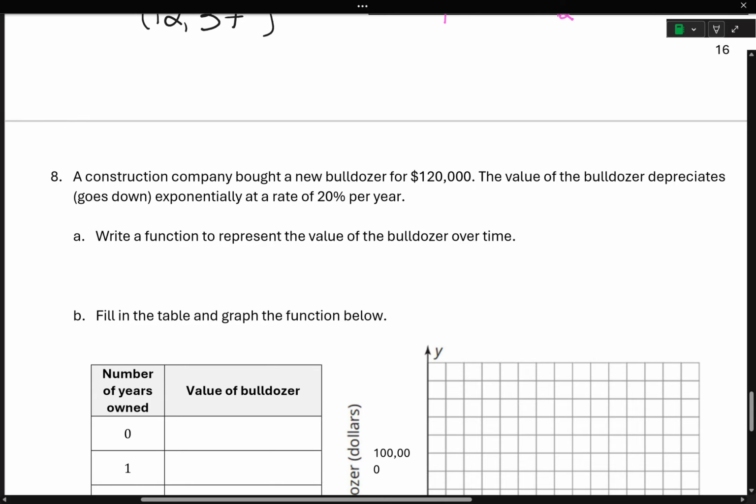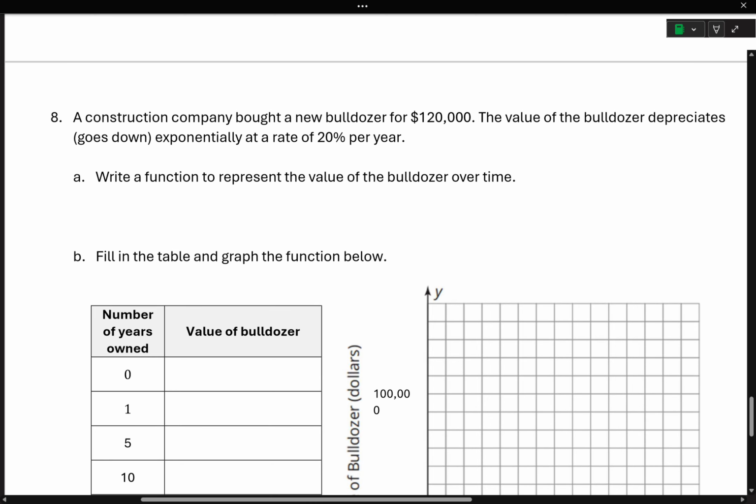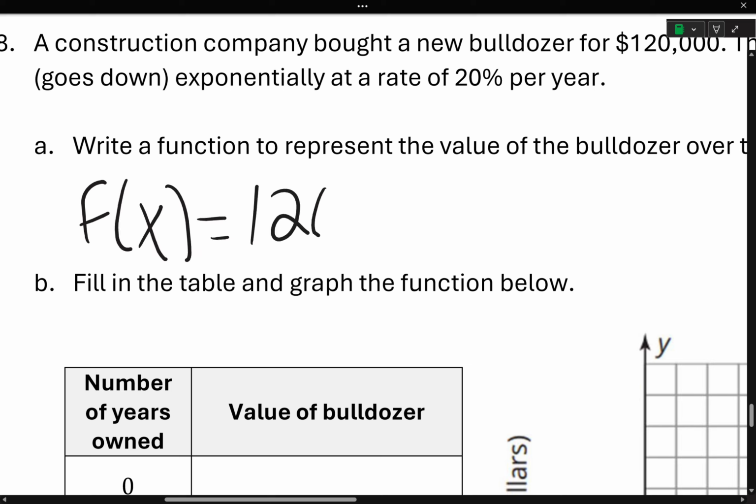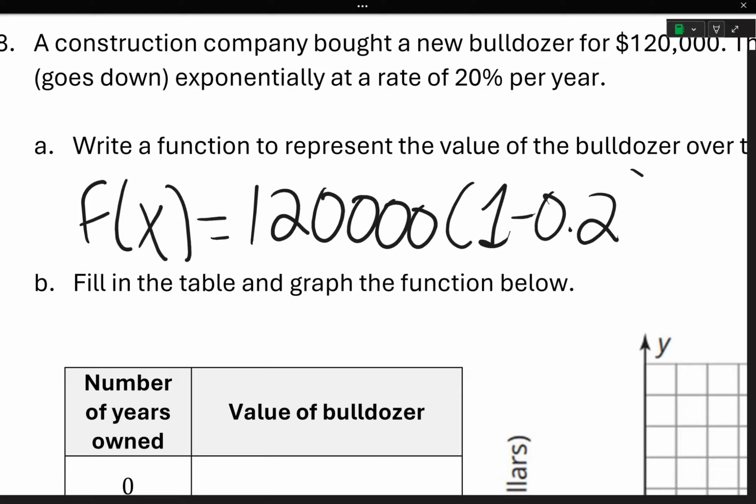Anyways, last problem for our unit. A construction company bought a new bulldozer for $120,000. The value depreciates, means goes down, at a rate of 20% a year. Let's write a function. There it is. F of x equals 120,000 times (1 minus 0.2) to the power of x.